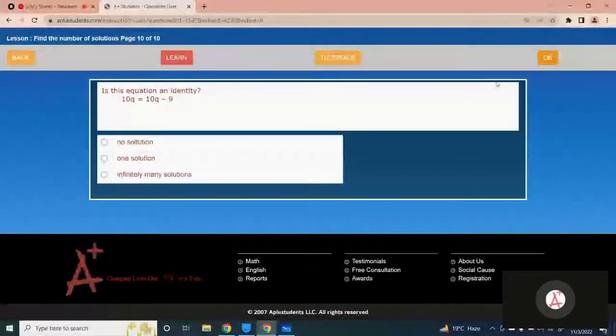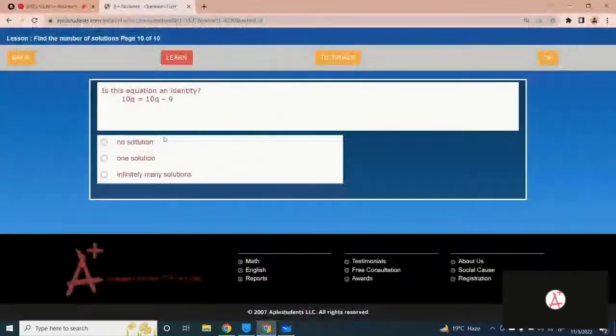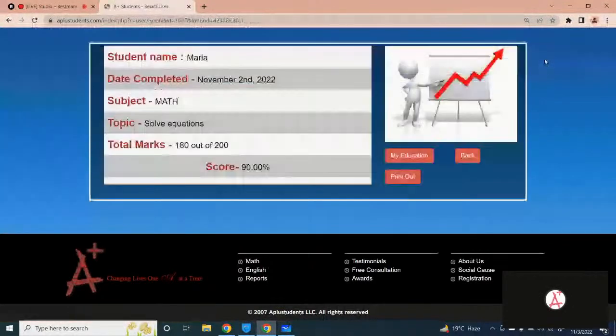Okay, 10q equals 10q minus 9. Move that 10q to the other side, it would be 10q minus 10q. It makes 0 equals negative 9. Got it? That means the equation has no solution. So we have completed the test.